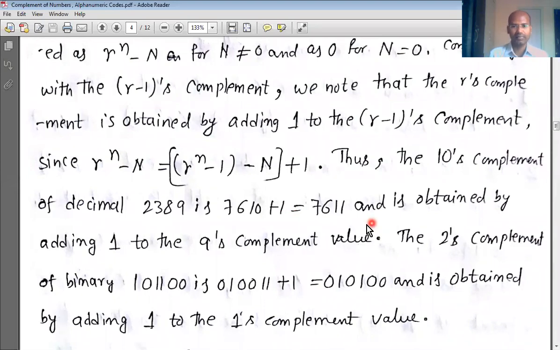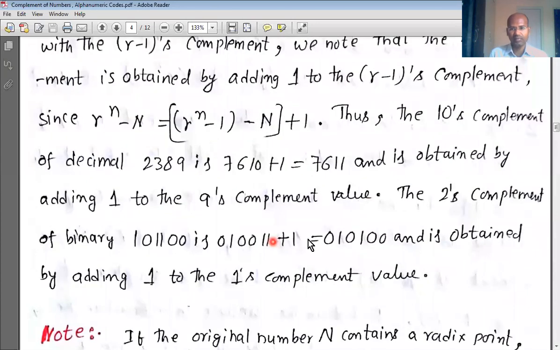That's all. The same thing is true in all the systems. To find out the 16's complement in hexadecimal, what we have to do is find out the 15's complement and add 1 to the result, that becomes the 16's complement.